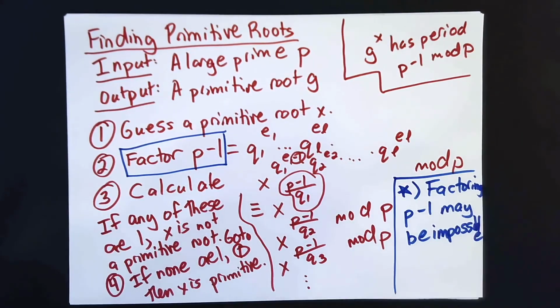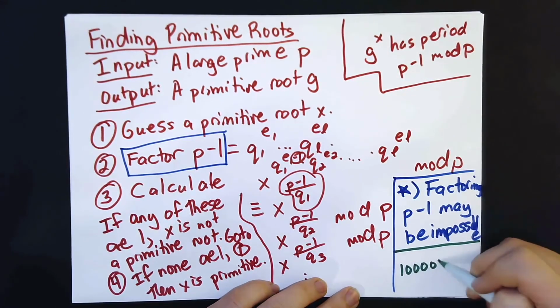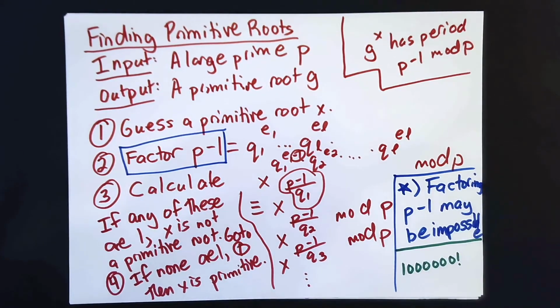There is a bright side, however. And the bright side is that, although factoring large numbers is in general difficult, there are many large numbers that we could factor very easily. So, for example, 1,000,000 factorial is a 5.5 million digit number, and yet you know exactly how it factors.